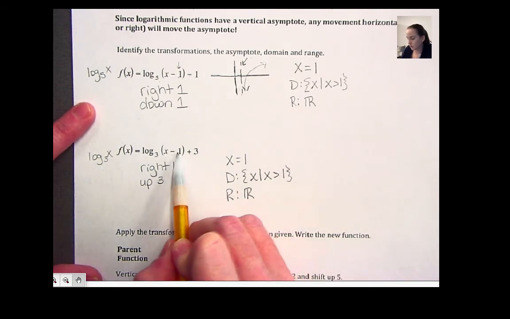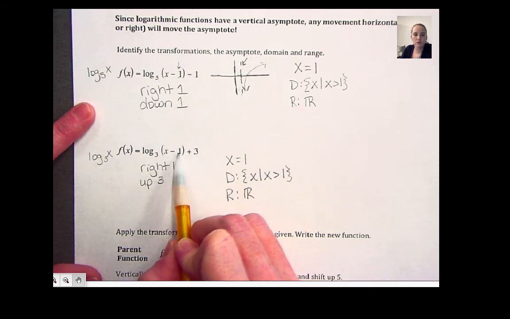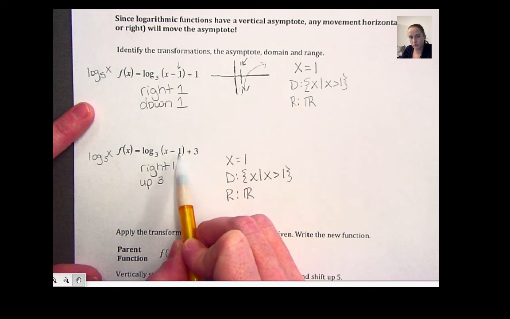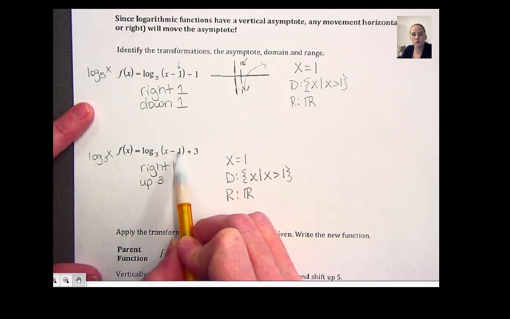Any shifting to the right or to the left will control the asymptote. So just use this as a guide. Whatever you're saying happens, that's where your new asymptote will be.